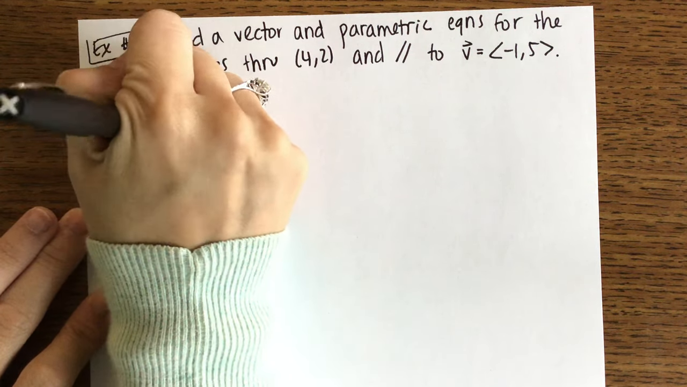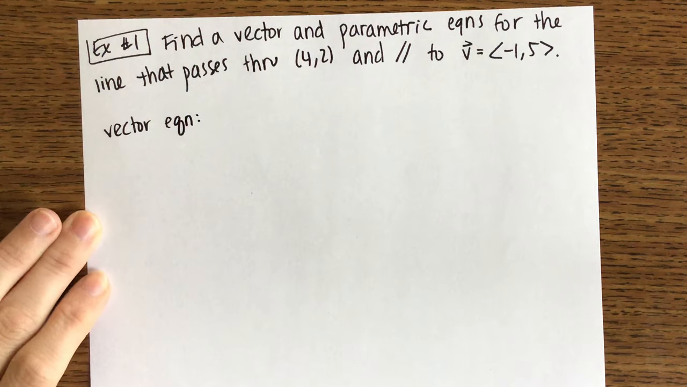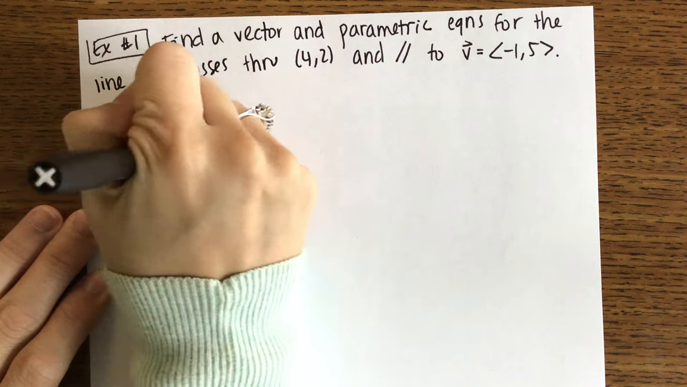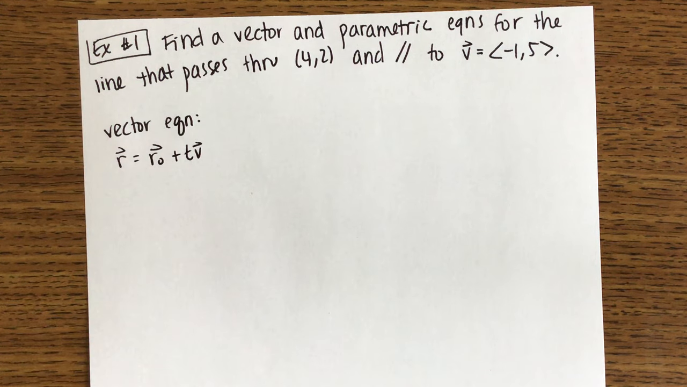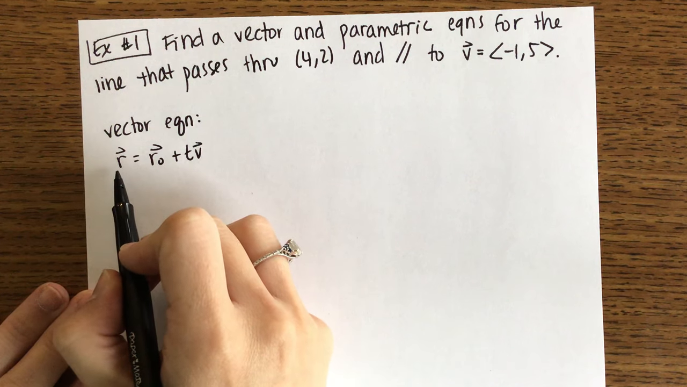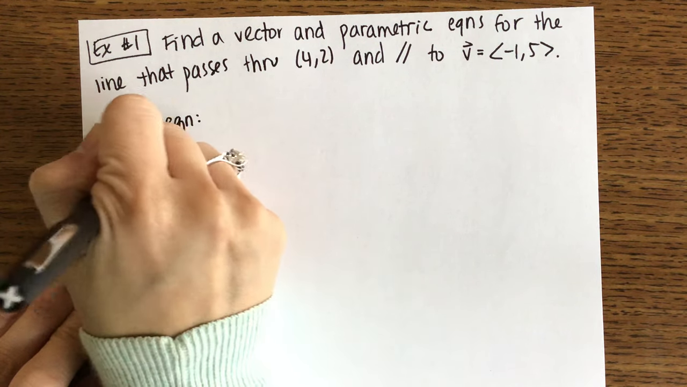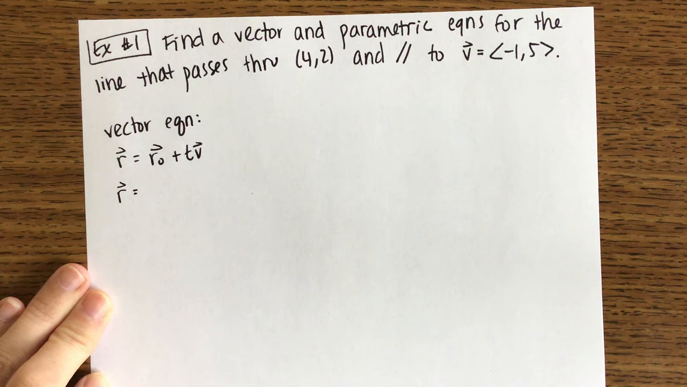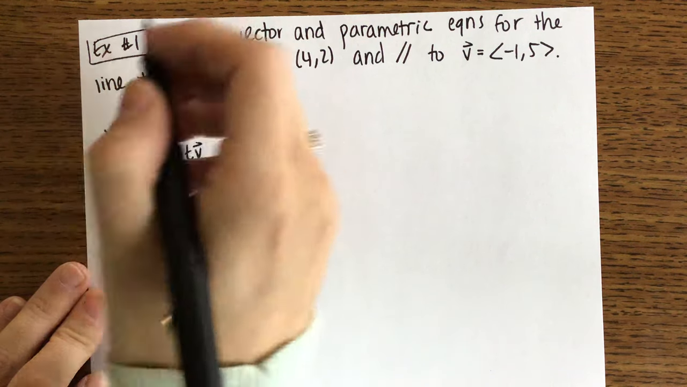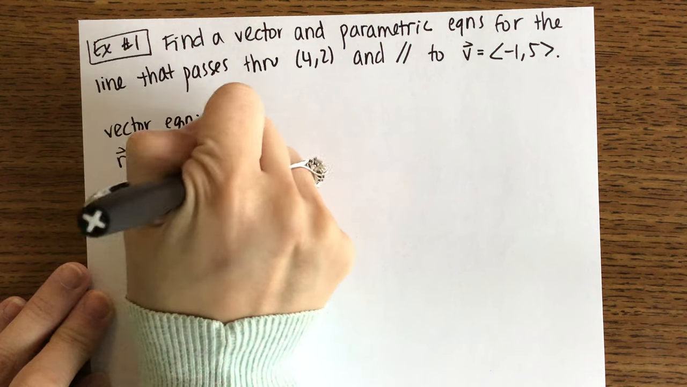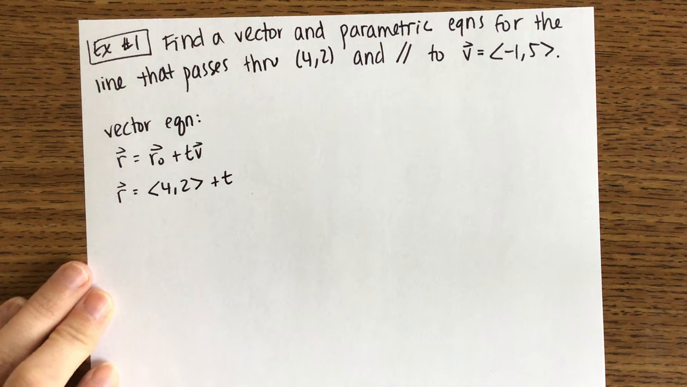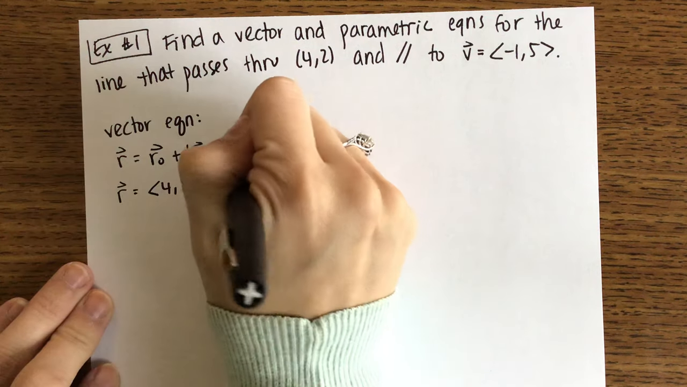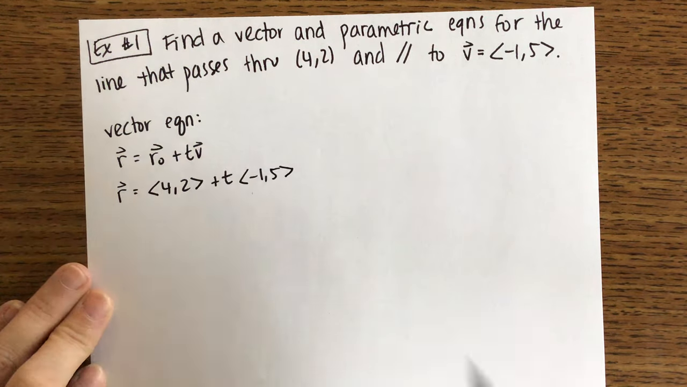So first we're going to start with that vector equation. The vector equation was r is equal to r naught add t times v. r again represents any point on the line, so that's going to stay. r naught is the vector that goes from the origin to the point that we know, so that'll be the vector 4, 2. Plus t, v is any vector parallel to the line. So in this case, that vector that we got is negative 1, 5.